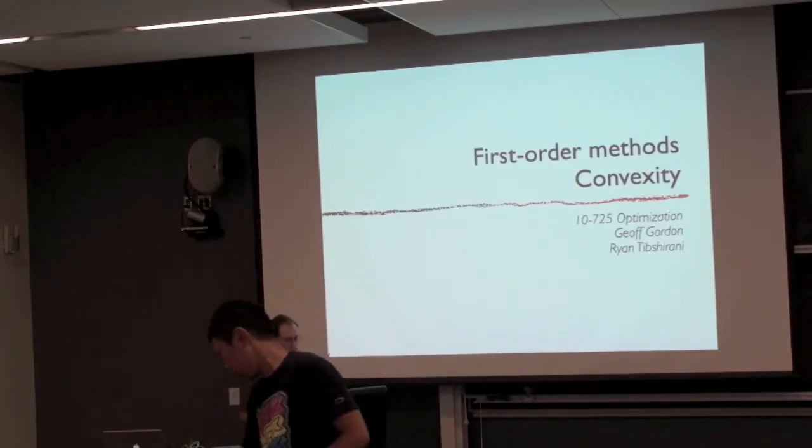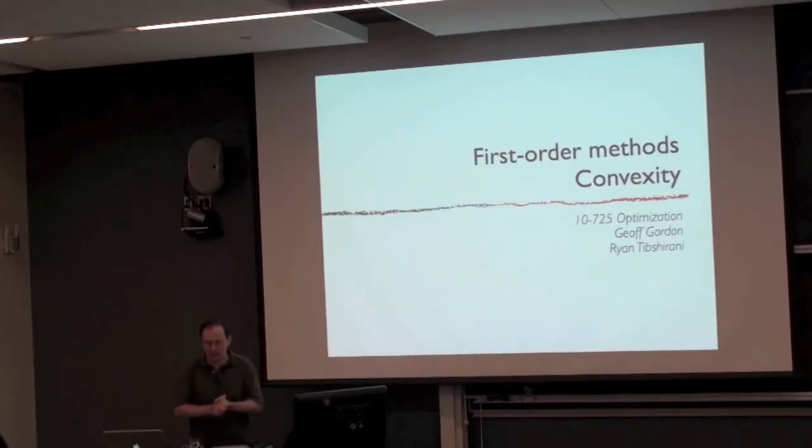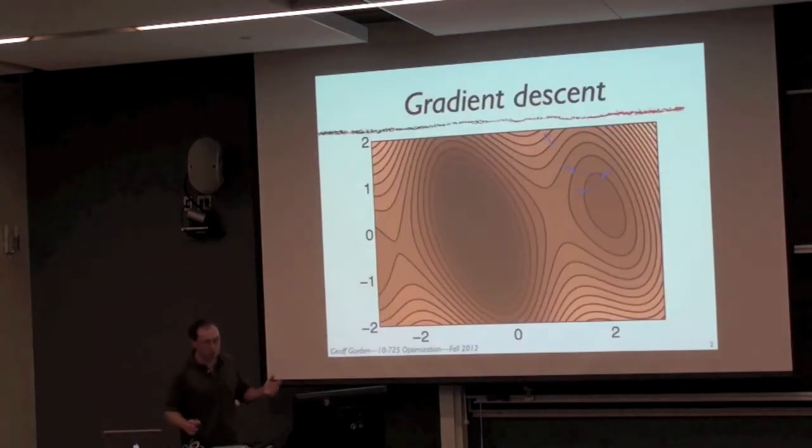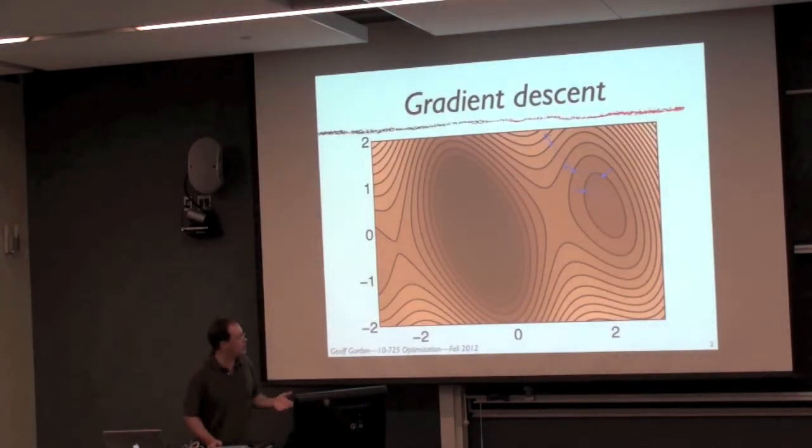So we're going to keep on with first order methods and convexity. If you remember from last time, we were talking about gradient descent. This was the contour plot of a very highly complicated function in 2D. The blue dots are samples that we hit during the gradient descent algorithm. The blue arrows are the gradients.